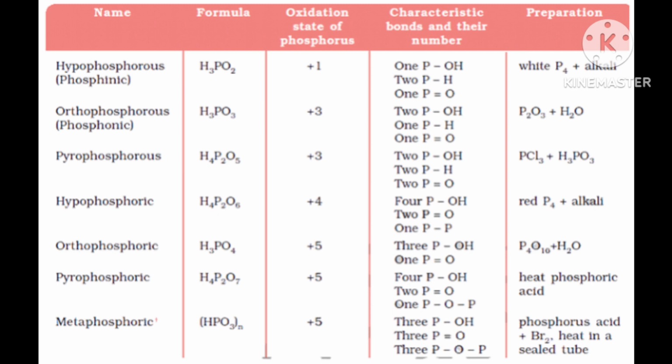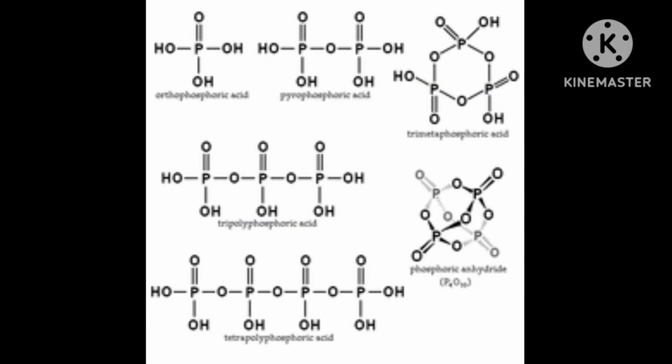And next, that is for orthophosphoric. Then it is H3PO4. It is common. Phosphoric acid, what we are telling, that phosphoric acid, H3PO4. You remember, this is the common orthophosphoric acid. Generally it is called phosphoric acid. Then H3PO4, and in this phosphorus has +5 oxidation state. Now next is pyro.